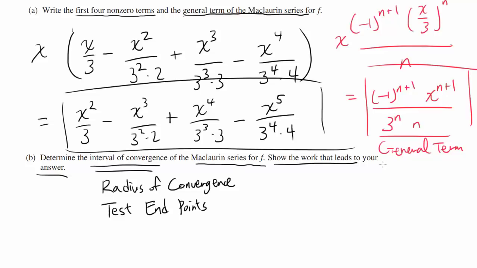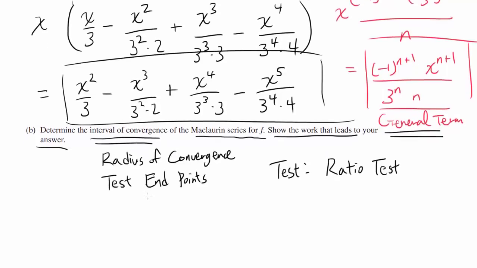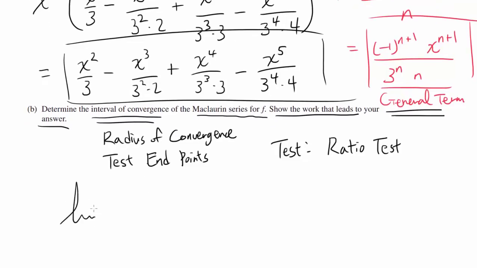Well, we have the general term, and we see lots of powers in it, so it's pretty obvious that the test to use is the ratio test, because when you apply the ratio test and you have powers in your expression, it usually simplifies very nicely. So let's use the ratio test. So we want to take the limit as n approaches infinity of the absolute value of the n plus first term over the nth term.